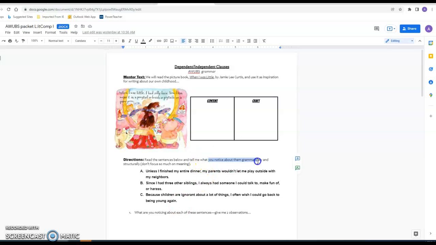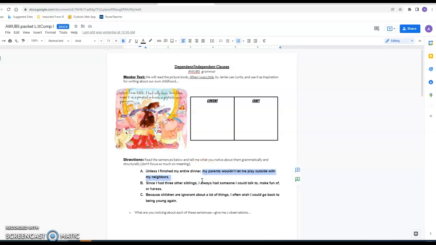So grammatically, I notice each of these sentences uses a comma. It tends to take place towards the middle of the sentence. I also notice they're using words at the start that kind of trigger the comma placement: unless, since, and because. I also notice the first part of the sentence is not a complete thought, like it's starting to get somewhere, but I notice what happens after completes the thought.